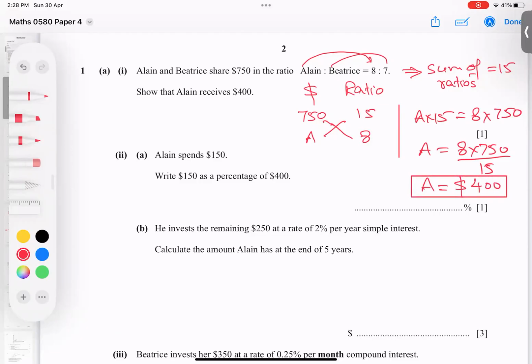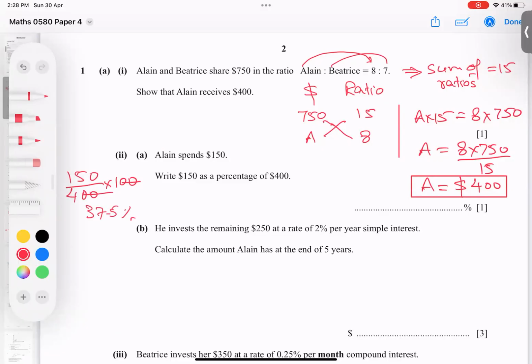Part 2: Helen spends $150 and writes it as a percentage of 400. We can find it in two techniques. 150 as a percent of 400: 150 divided by 400 times 100, that's it. And the answer is coming: 150 divided by 4 gives 37.5%.